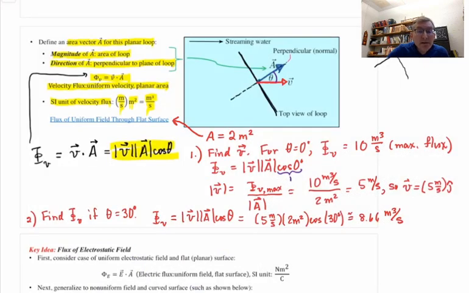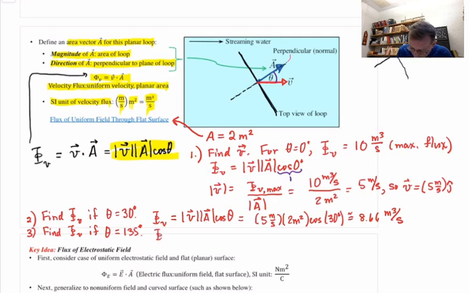All right, now I want to do another one. I want to find phi sub v if the angle between n hat, or the area vector, same thing, and v is 135 degrees. You try it. Pause the video, try it on your calculator. It's good practice, and then let's see what we get.